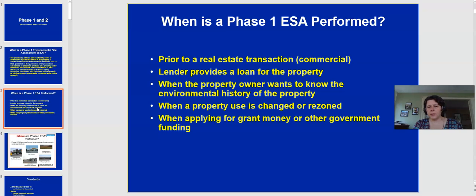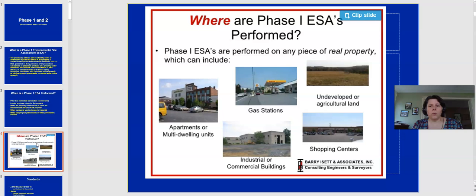This is also done when a property owner wants to know the history of it, when the property use is changed or rezoned, or when I apply for grant money or government loans in order to do something on it. So, for example, where an old gas station is. Somewhere like Walgreens is one of the largest owners of polluted gasoline stations in the United States. Why? Because old abandoned gas stations are usually popular corners, and those are usually places that Walgreens wants to put a pharmacy. So Walgreens has a very large environmental firm, and they do a lot of work.